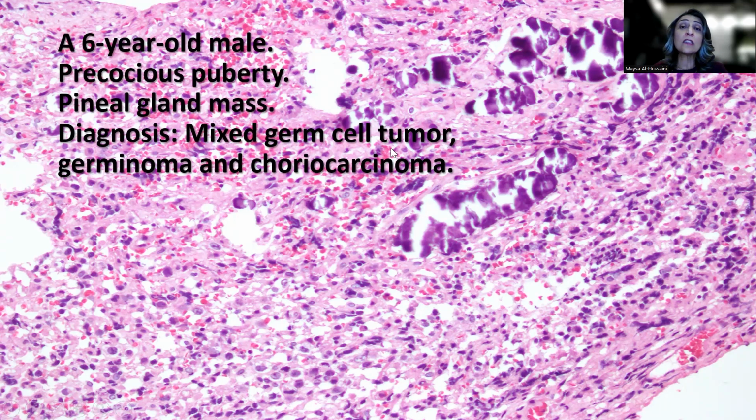Remember that sometimes those might be really the cells responsible for the abnormal production of the beta HCG that will lead to explain the abnormal presentation of precocious puberty in children.